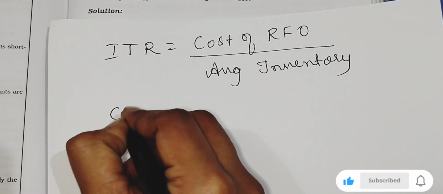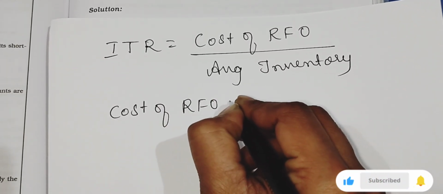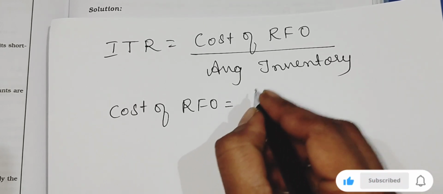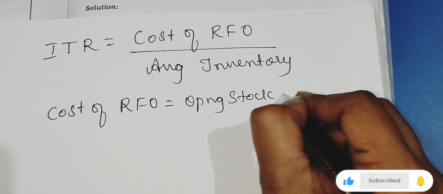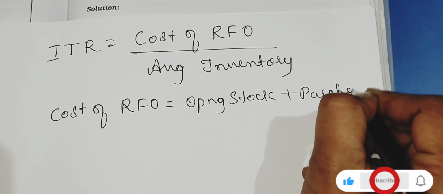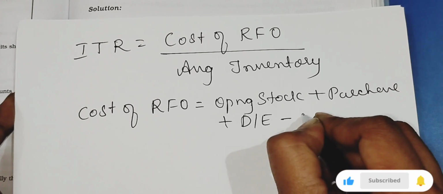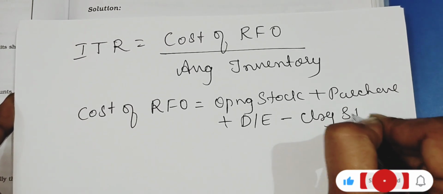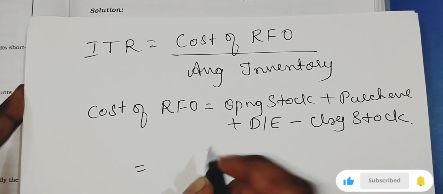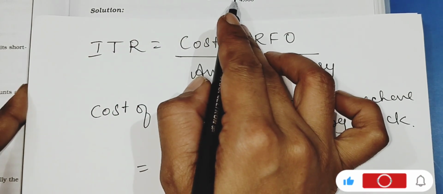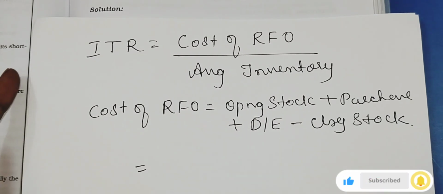So first we'll find out the cost of revenue from operations. How are we finding it? By taking into consideration the opening stock plus purchases plus direct expenses minus closing stock or inventory. Now, the opening inventory is given. Here, revenue from operations is given, but we don't want this. We want cost of revenue from operations.